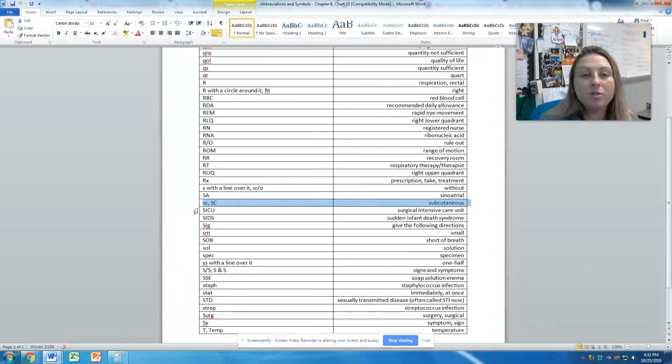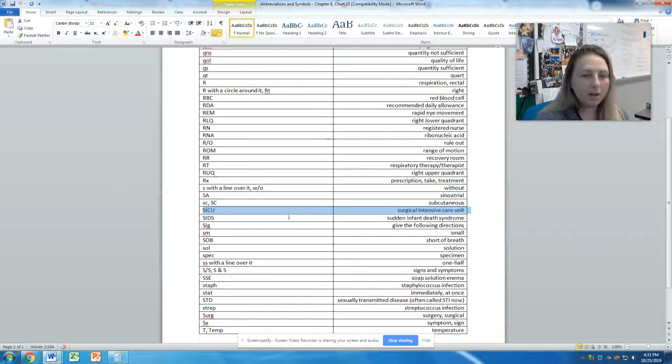SC, this is subcutaneous, right? We learned this in chapter 7, section 3. Subcutaneous means below the cutaneous layer, which is your skin, right? So this is that fatty layer under your skin with the connective tissue, lipid cells, that kind of thing. And that's SC. Can be lowercase or uppercase.